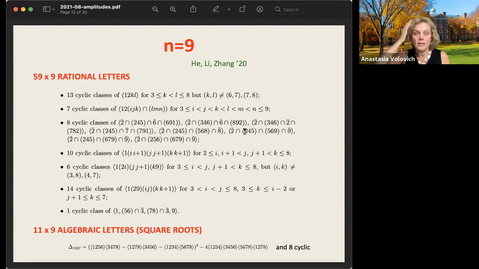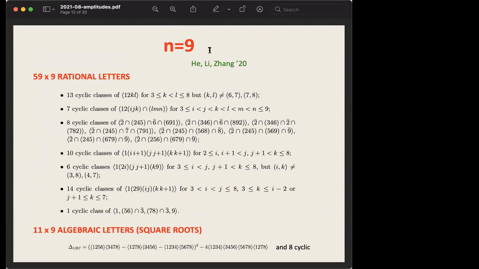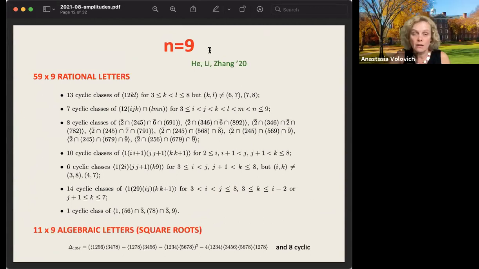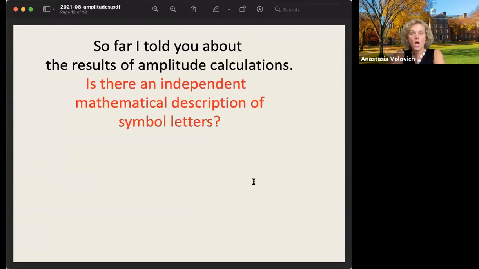And then for n equals 9, again, work by Song, He, Li, and Zhang. Really remarkable computations. There are 59 times 9 rational letters, again copied straight from their paper, and 11 times 9 algebraic letters with square roots, which are roughly of the following form. Okay, so that's a simple alphabet, the results of the actual computations for N=4 Yang-Mills theory.